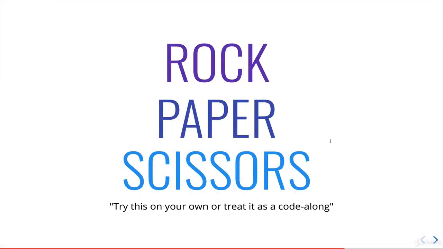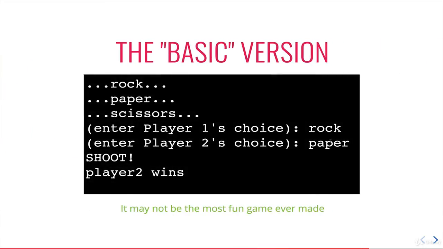Anyway, the way that this works, there are two versions. There is the basic version that we're going to start with, and the basic version is pretty basic in that we have two human players. Rock, paper, scissors is printed out, though you don't have to do that. Maybe a welcome message. Then player one enters a choice, rock, paper, or scissors, and hits enter, and then player two enters a choice, and then we can print out shoot or something, and then the result is printed.